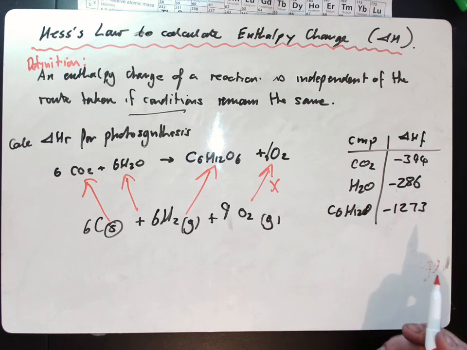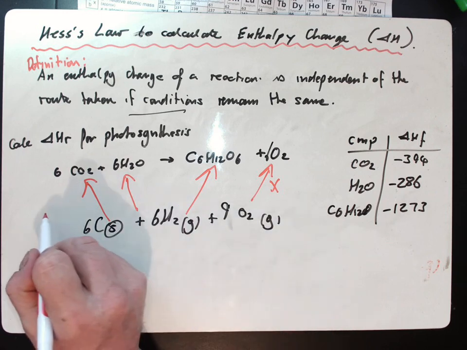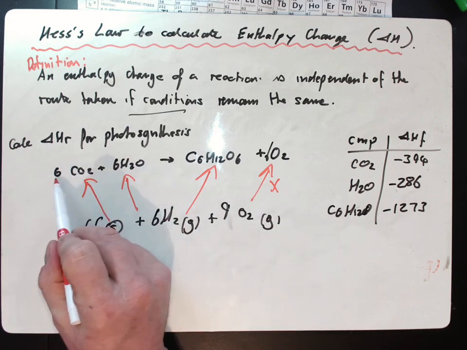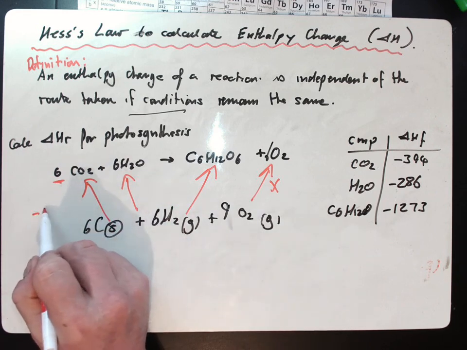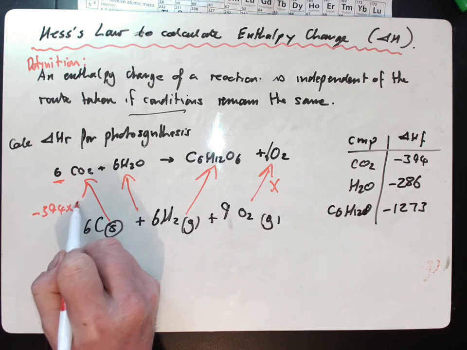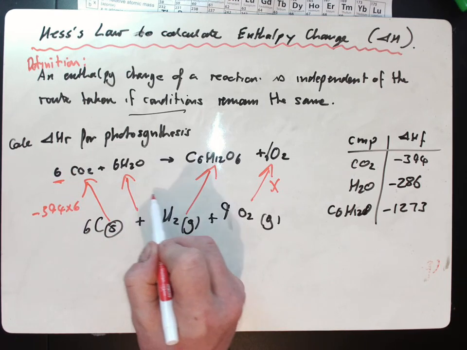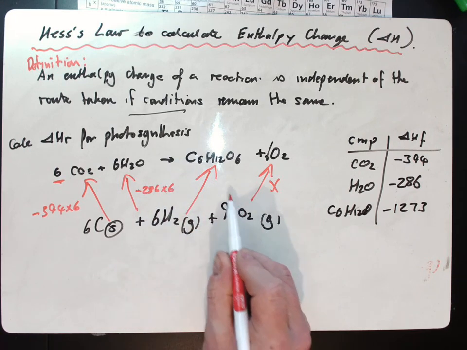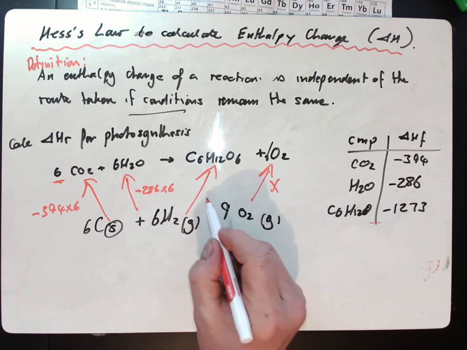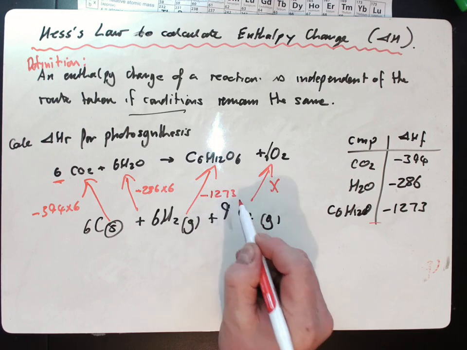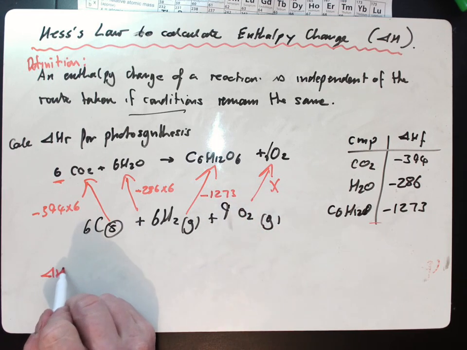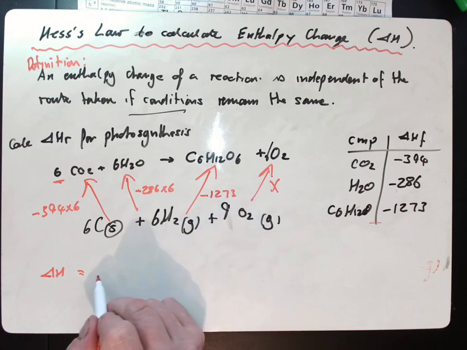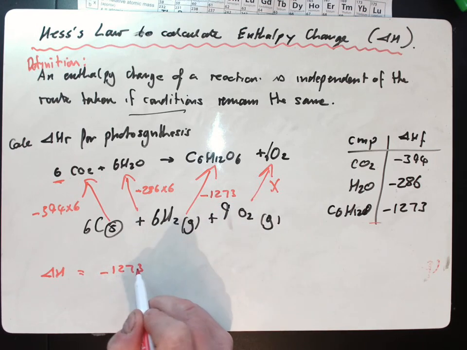So you will not see an enthalpy change for an element because there is no value associated with it. Okay, so let's look at our carbon dioxide, and we are making 6 carbon dioxides, so we have minus 394 times 6. We are making 6 waters, so we are minus 286 times 6, and we're making 1 molecule of glucose, which is minus 1273.